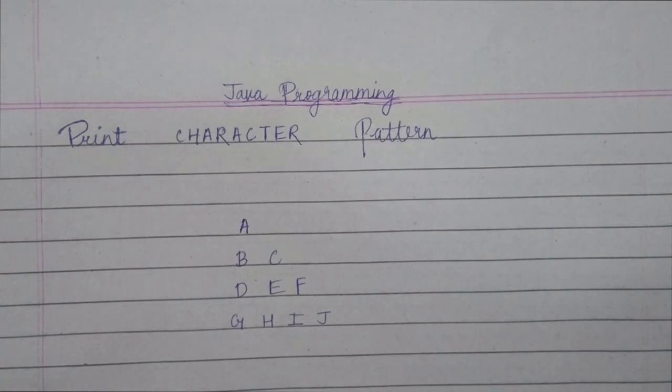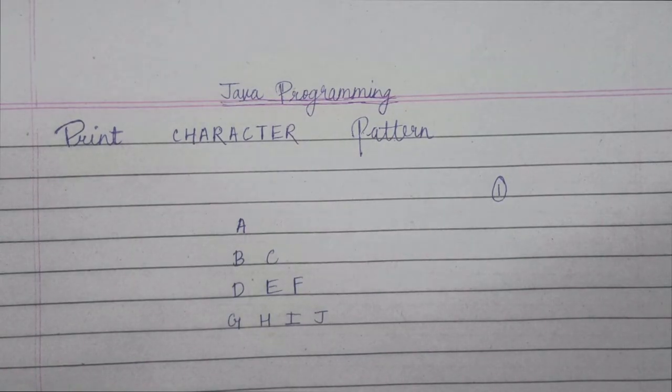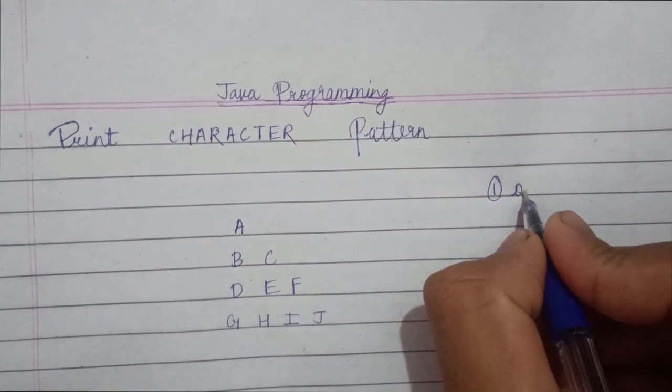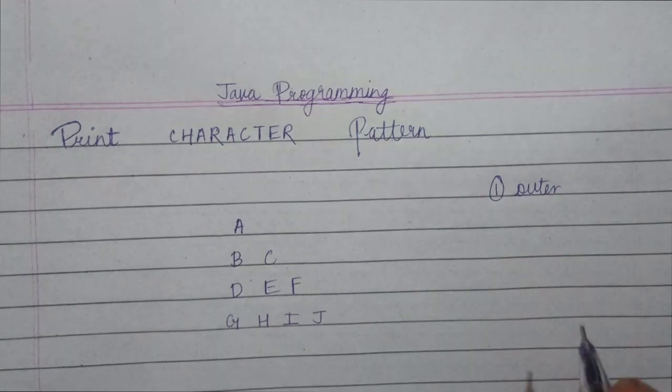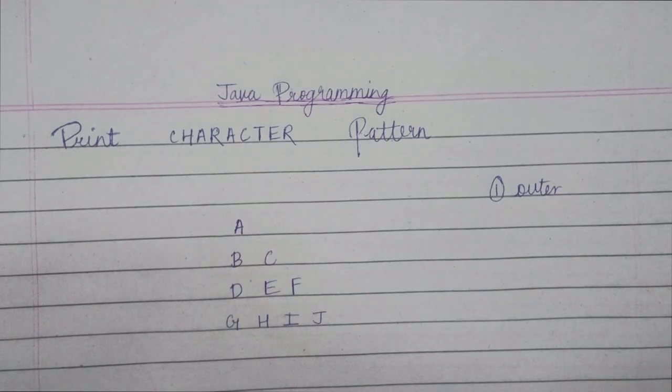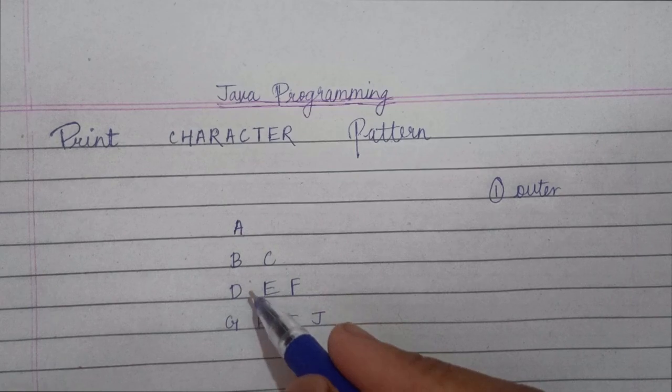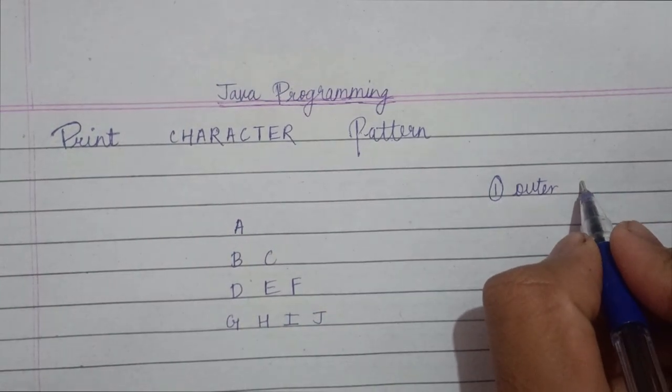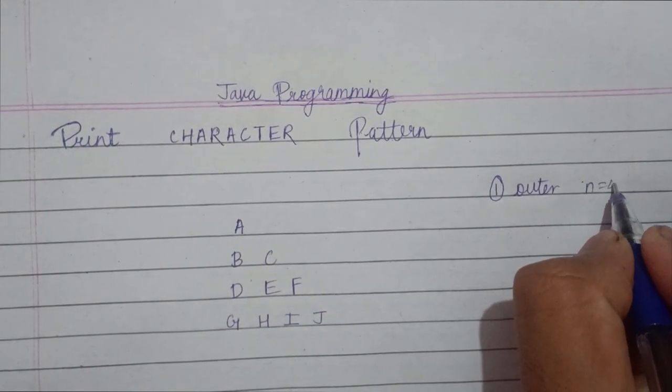The outer loop prints the rows, and the inner loop prints the characters basically in this pattern. Okay, so let's start. Outer loop, what will it print? It will print the number of rows. How many rows are there? 1, 2, 3 and 4. So n is equal to 4.